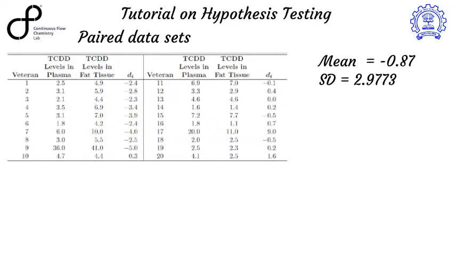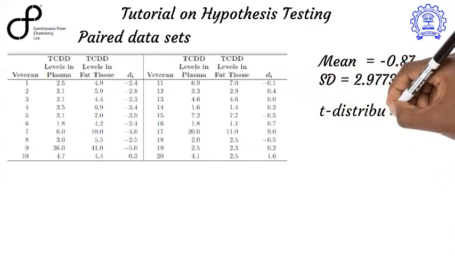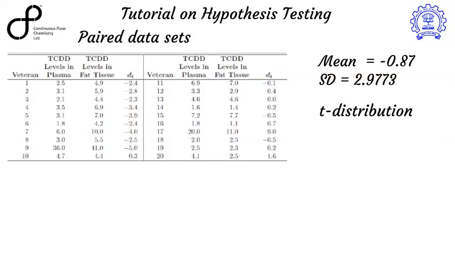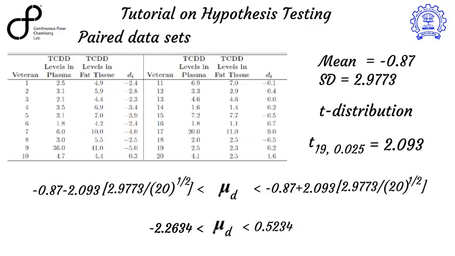Now, we have to find out the 95% confidence interval for the difference in mean. Since the population standard deviation is not known, we will use the t-distribution for estimation of the required confidence interval. We can find out the t-value for a significance level of 0.025 and 19 degrees of freedom. This value comes out to be 2.093. Therefore, we can easily calculate the required confidence interval as shown here.